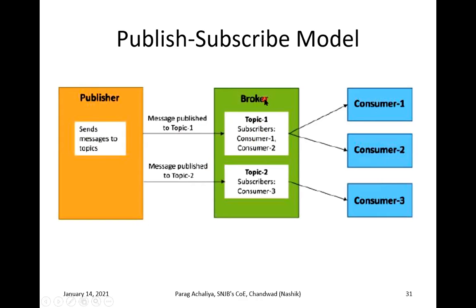At the broker end, the broker will send topic 1 to consumer 1 and consumer 2. Topic 2 will be sent to the subscriber of consumer 3. That means the broker will have various subscribers, and that message is going to be sent to various subscribers from the publisher. That's why it is named your publish subscribe model. The broker will have various subscribers like this.